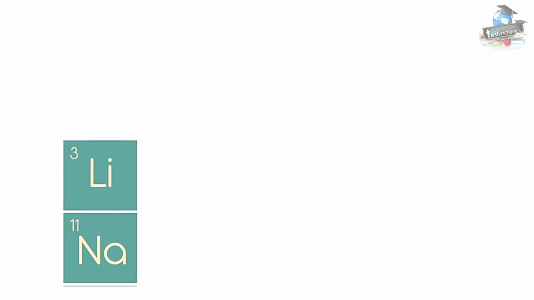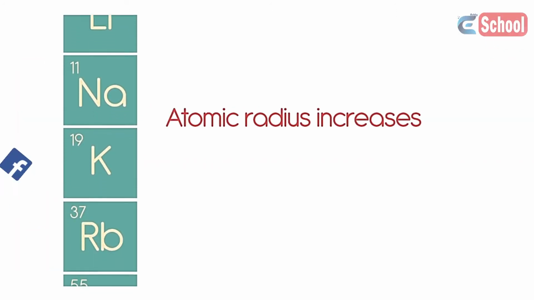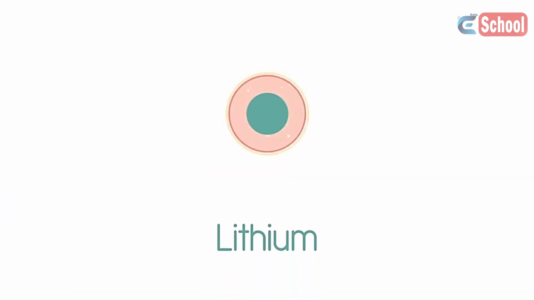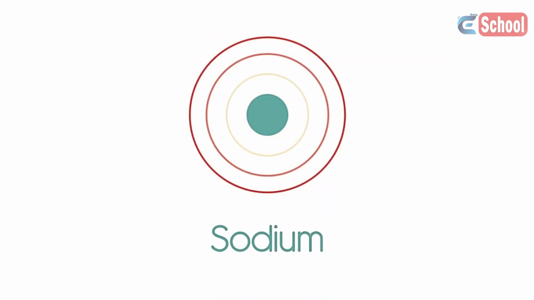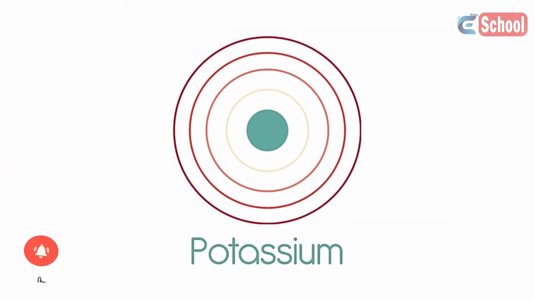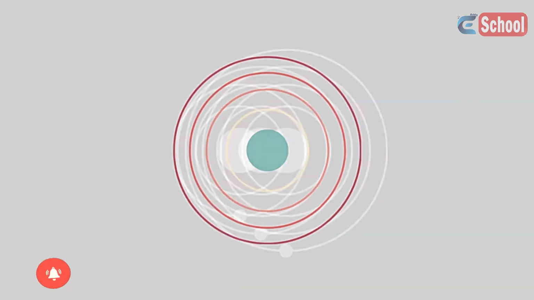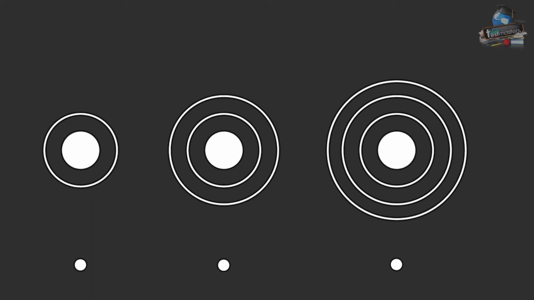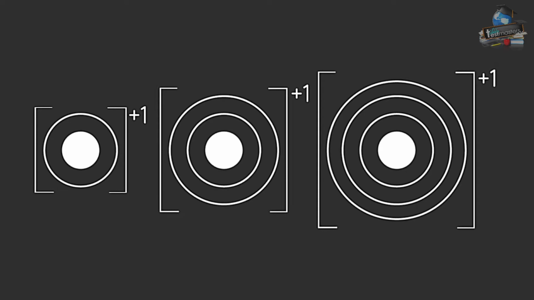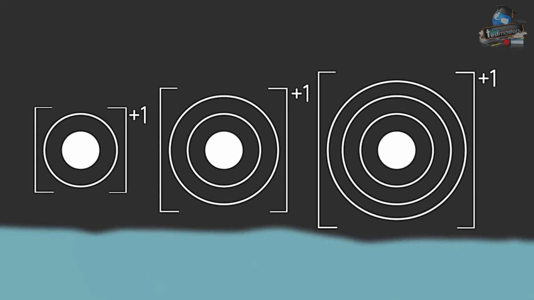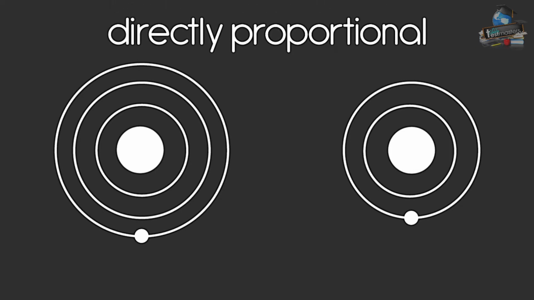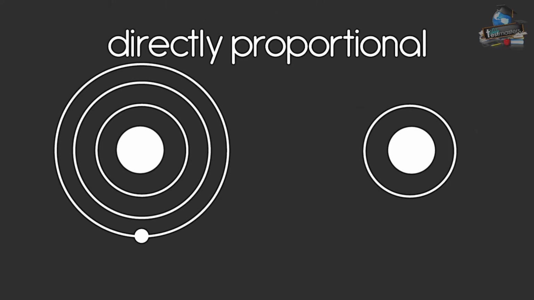Moving down group 1 of the periodic table, atomic radius increases by 1 electron shell. Lithium has 2 electron shells, sodium has 3 electron shells, potassium has 4 electron shells. We know that these alkali metals can lose their lone electron in their valence or outermost shell to form an ion with a positive 1 charge. In fact, this is what happens when an alkali metal reacts with water. The ease of formation of the ion is directly proportional to the ease of losing that electron.